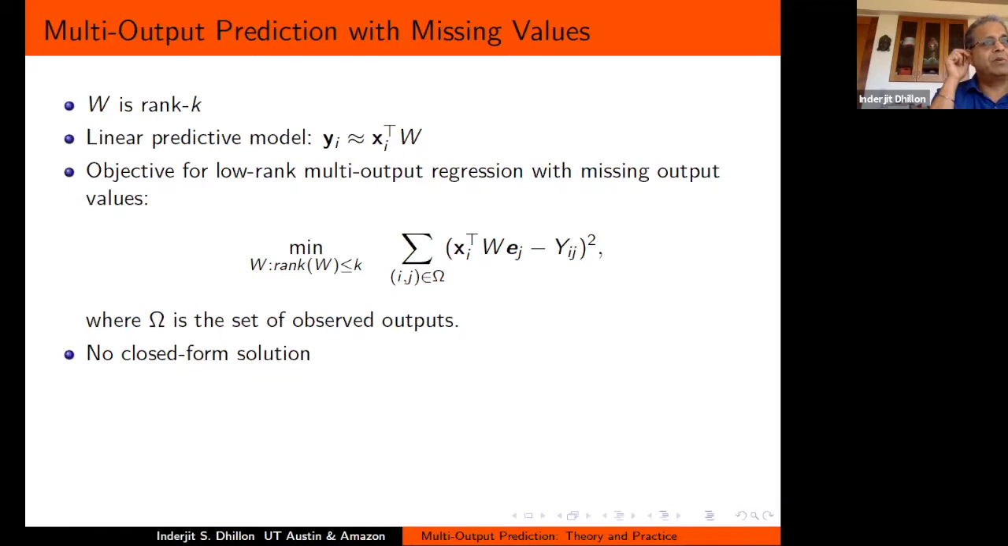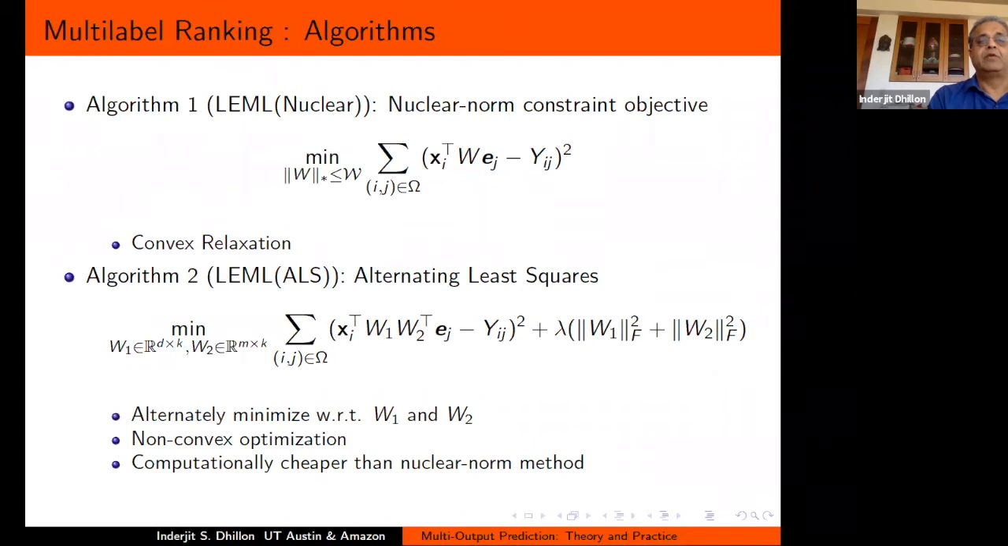Now, if you look at this problem long enough, it should remind you of the matrix factorization or the matrix completion problem, except that now we have features associated with the inputs for which we are trying to make the prediction. So borrowing from that matrix completion idea, we can think of relaxing this non-convex constraint on the rank of W, and get a convex relaxation, which is that the nuclear norm is less than or equal to a certain value. That's algorithm 1 over here.